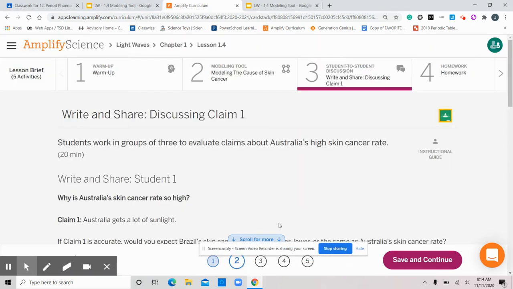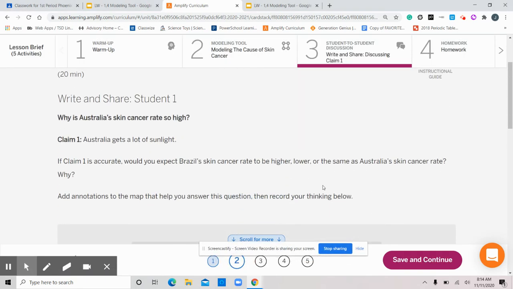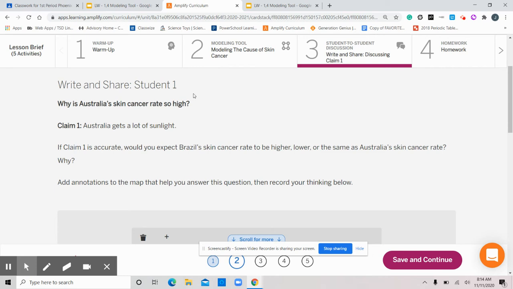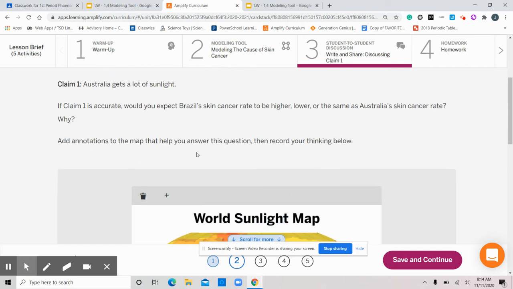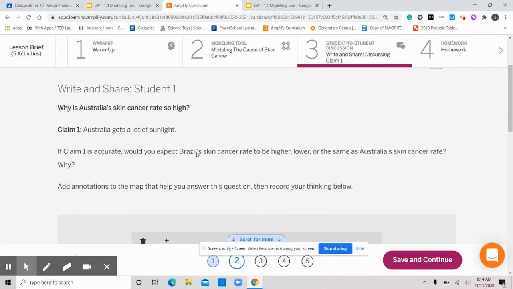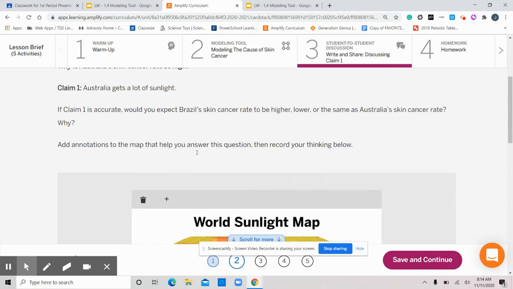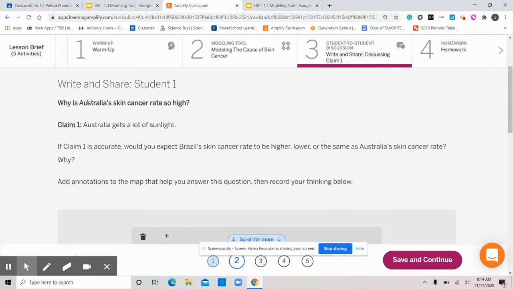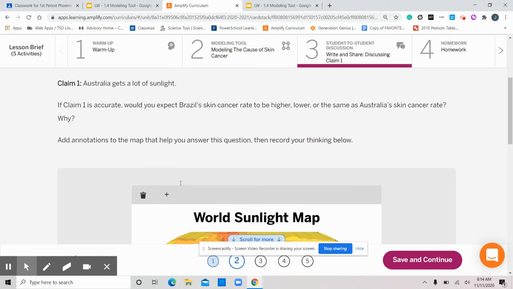So let's go to part two here. So you'll see it says student one, and there'll be a student two. Here's student one and student two. So claim number one is that Australia gets a lot of sunlight. But that claim is true, but is that the reason why Australia's skin cancer rate is so high? Let's dive in a little deeper.